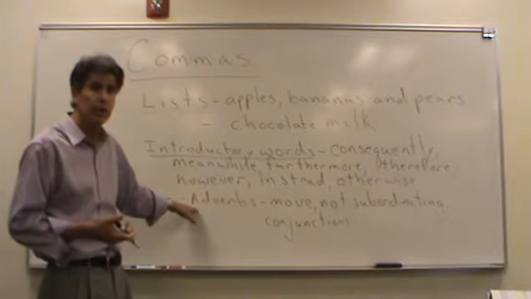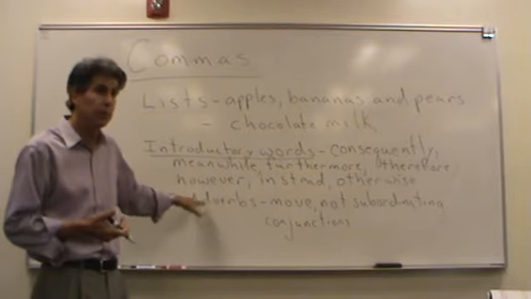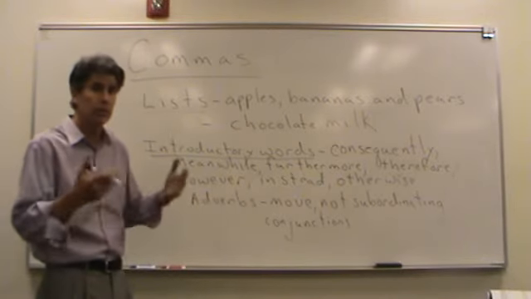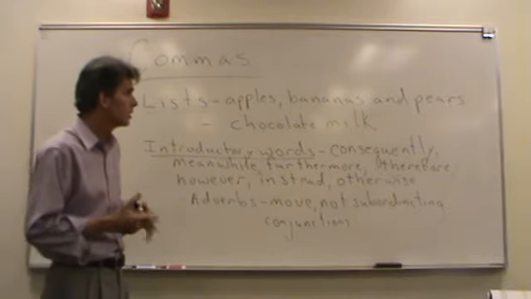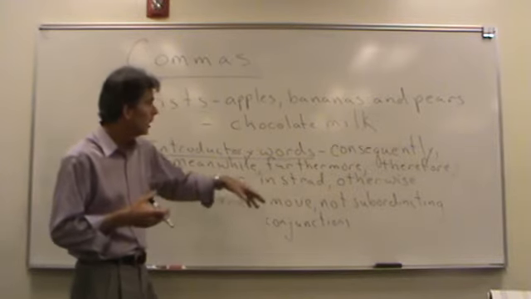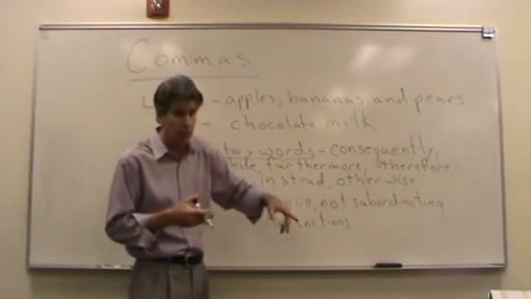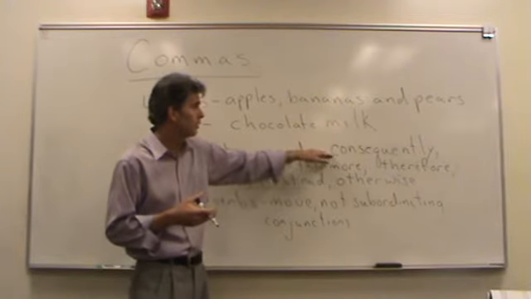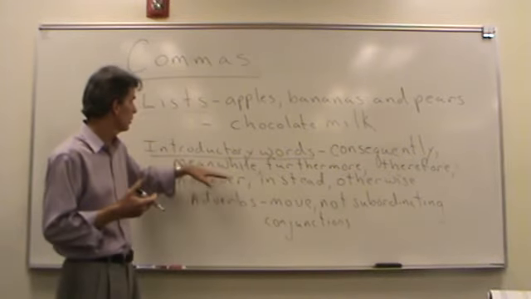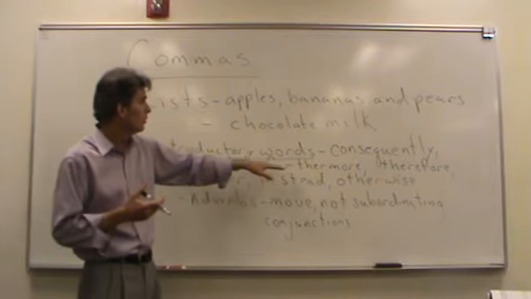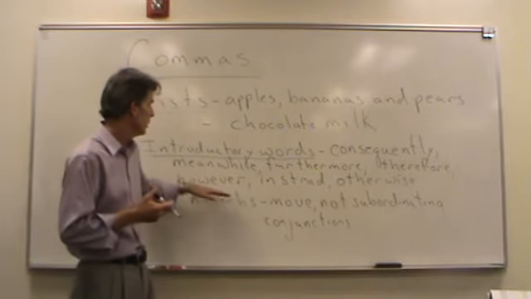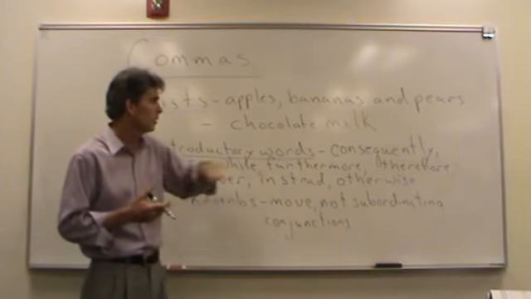These conjunctive adverbs, they can move by themselves throughout the sentence. So again, they sound a lot like subordinating conjunctions. They're not. And you can see, in consequently, it has the "ly" in the end. That's a giveaway that it's an adverb. But its close cousins here are meanwhile, furthermore, therefore, however, instead, and otherwise.